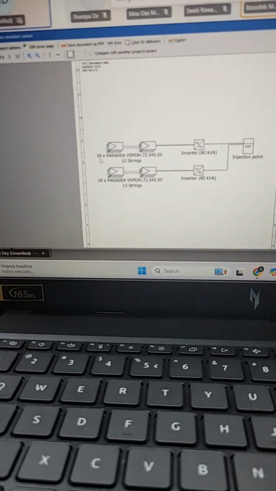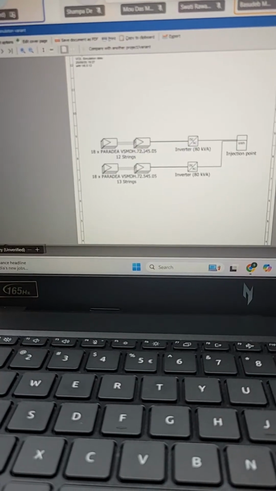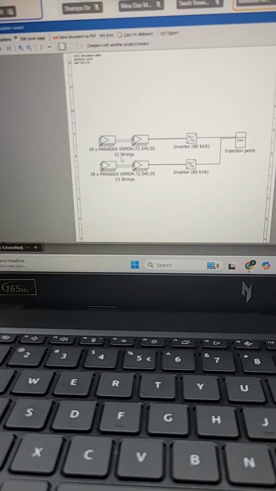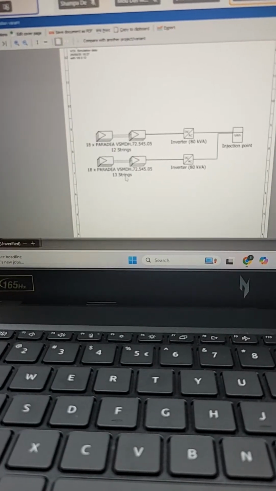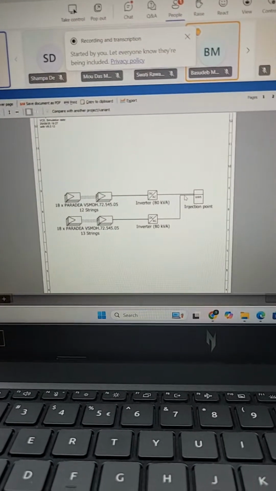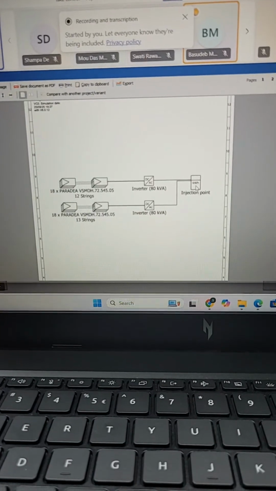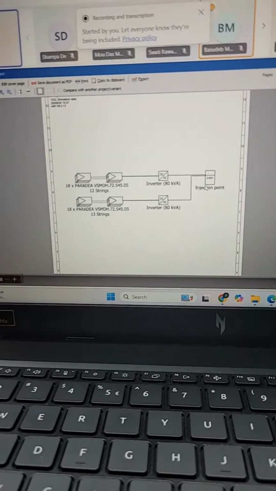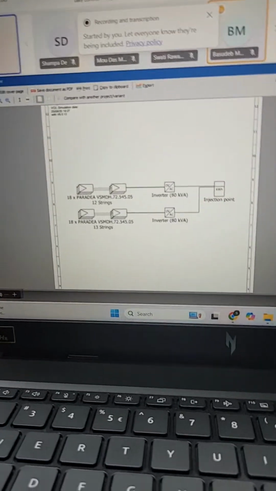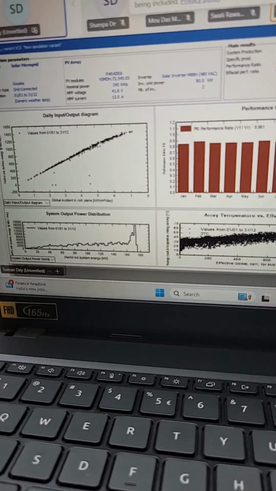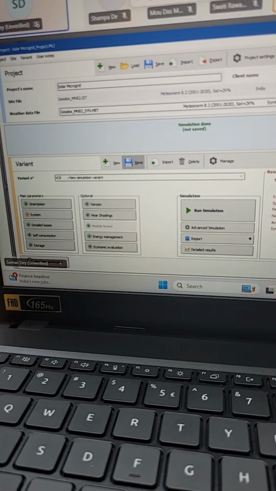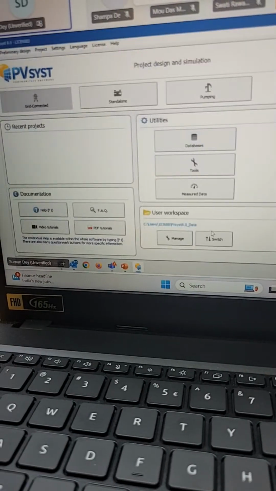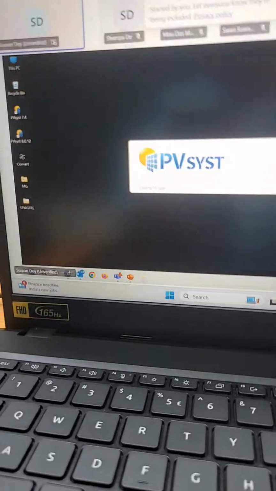So here 18 modules are connected in series to form strings. There will be 12 strings into one inverter, and in another case there will be 13 strings into another inverter. Then it will be connected to the LT panel. Then it will be connected further to the load. So this is the way we are designing a solar system by use of PVsyst software. So that's all from my side.